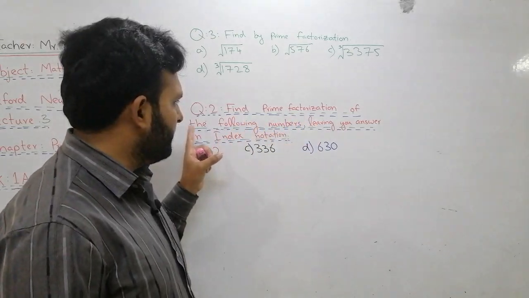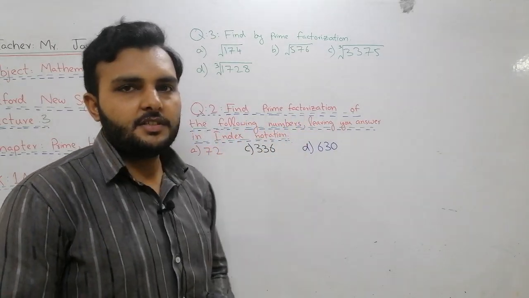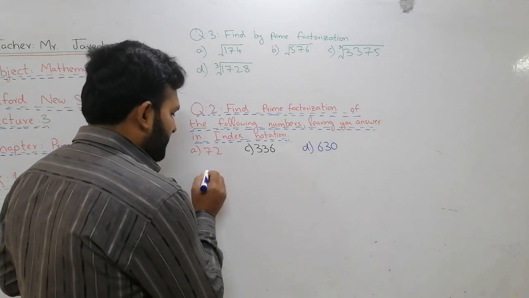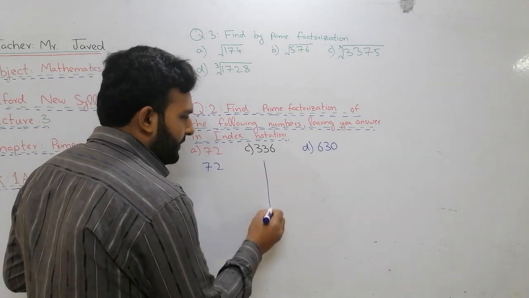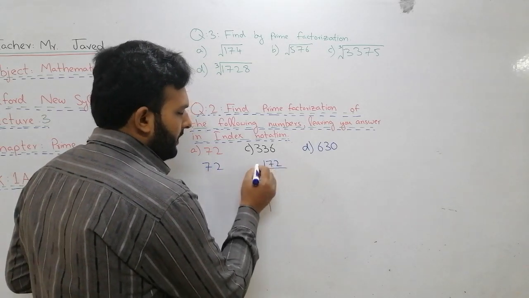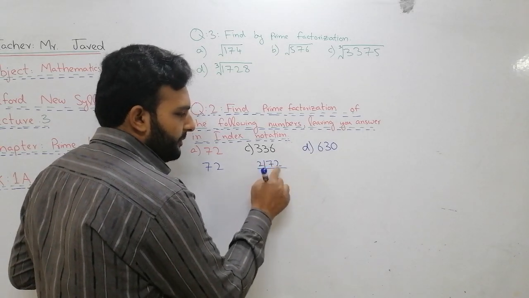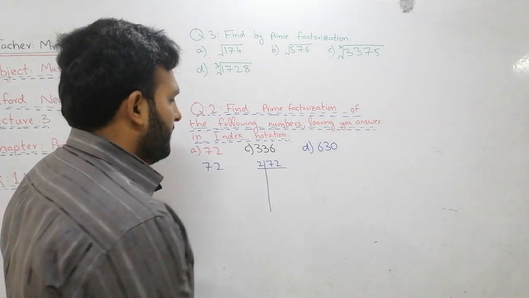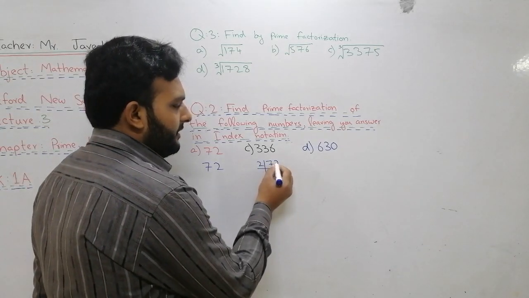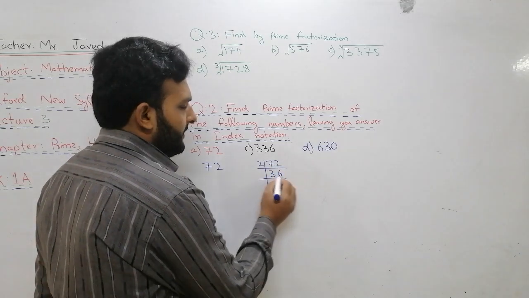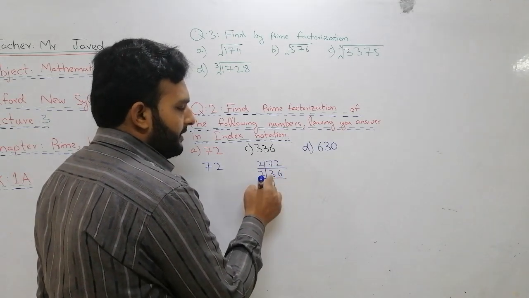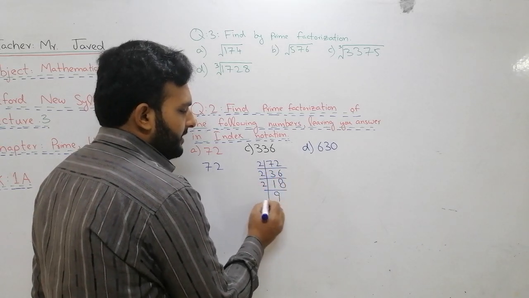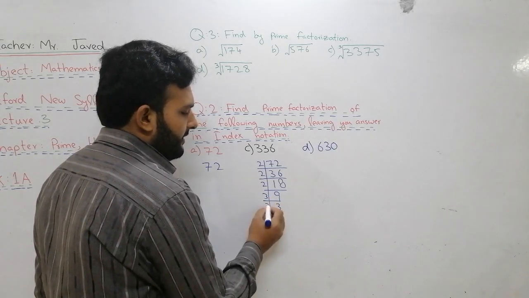Find the prime factorization of the following numbers, leaving your answer in index notation. Okay, so question number 1 is here. We are going to solve 72. First of all, we'll take the prime factorization of 72. For that we will divide by 2, because at the end there is 2, so it is divisible by 2. 2 threes are 6 and 1 will remain, it becomes 12. 2 sixes are 12, and then 2 ones are 2, 1 will remain here and it becomes 16. 2 eights are 16, then 2 nines are 18, then we will take 3 threes and 3 ones.